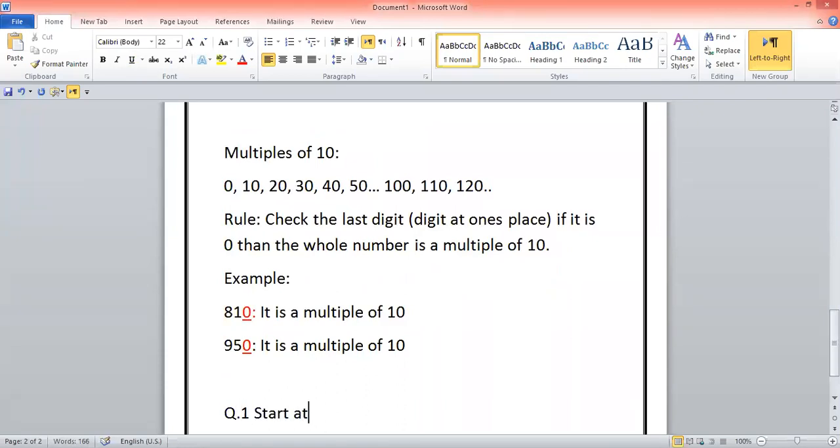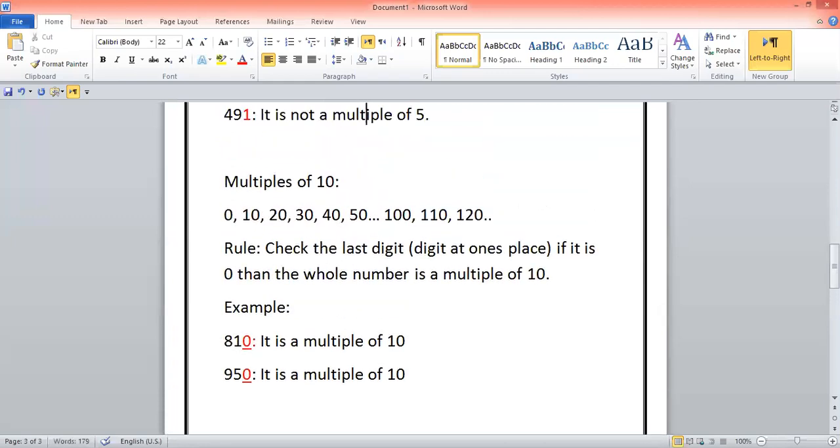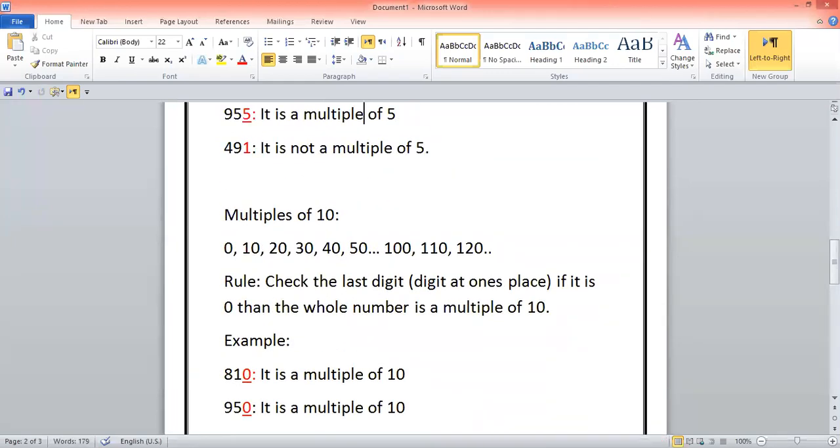Start at 0, count on in twos. Will you say 121? How do you know? This is the question. I'm giving you 1 minute to complete this, then I'll move ahead. The question is very easy.